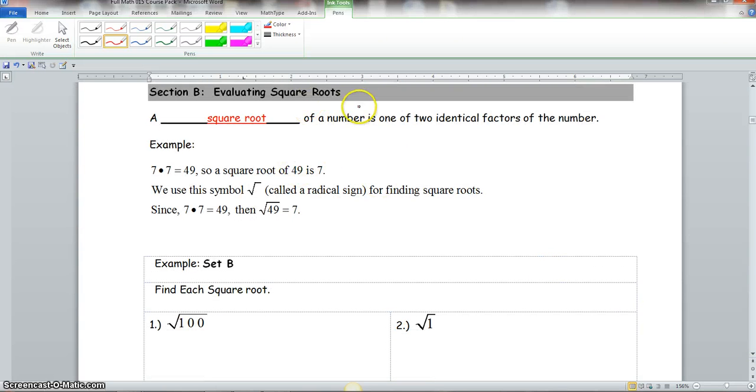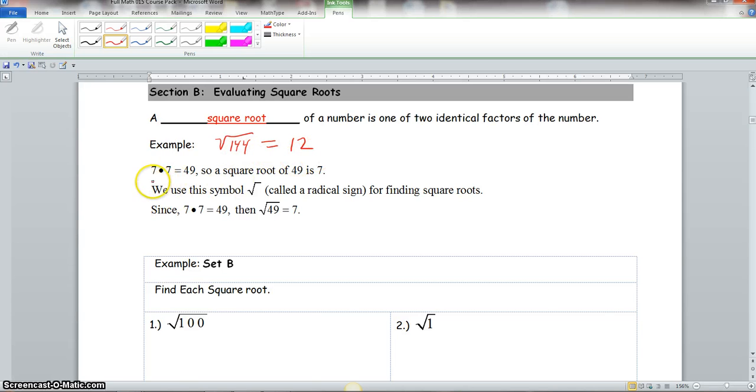It says evaluating square roots. A square root of a number is one of two identical factors of the number. Example, we could do the square root of, let's take 144. The square root of 144, we know 12 times 12 is 144. So the square root of 144 is 12.